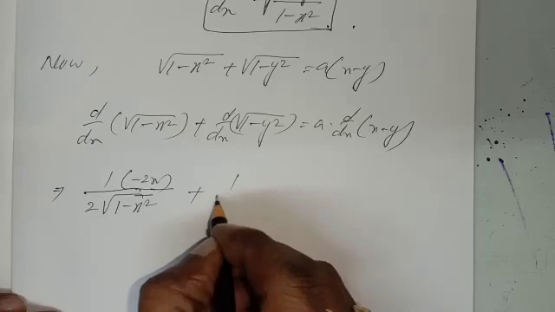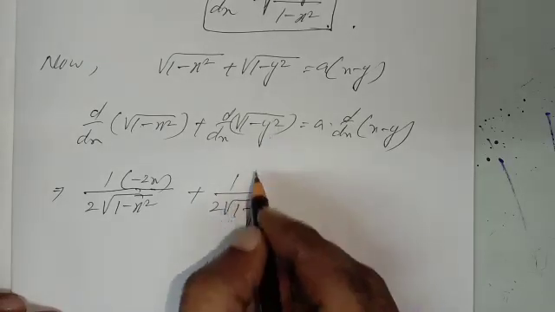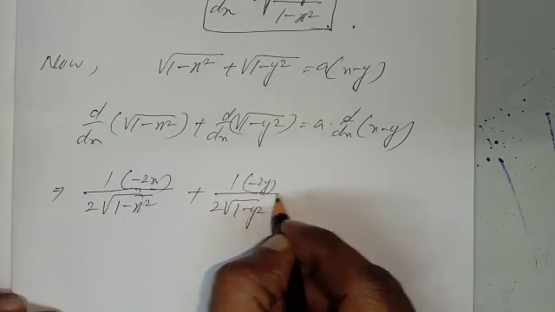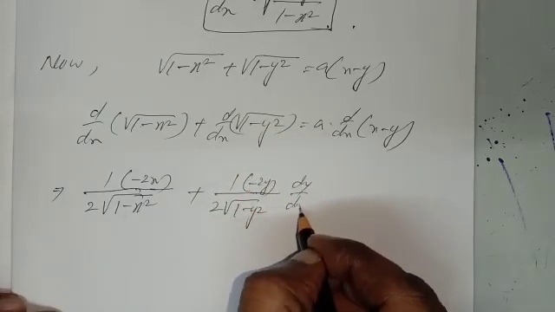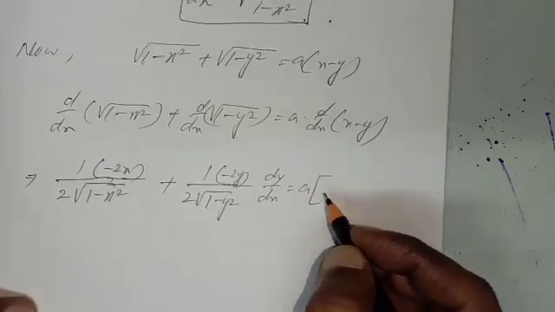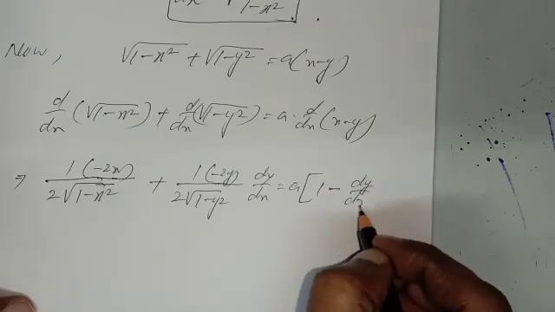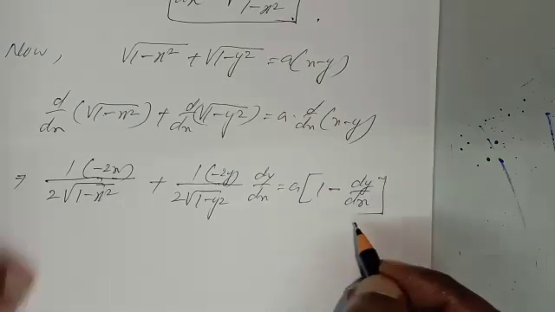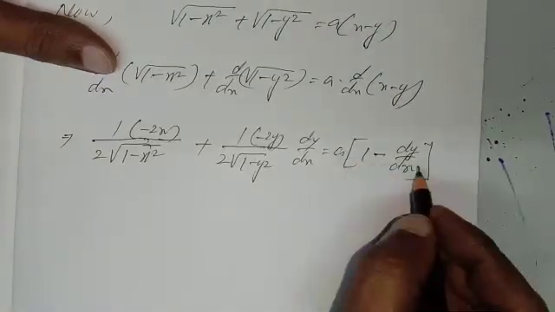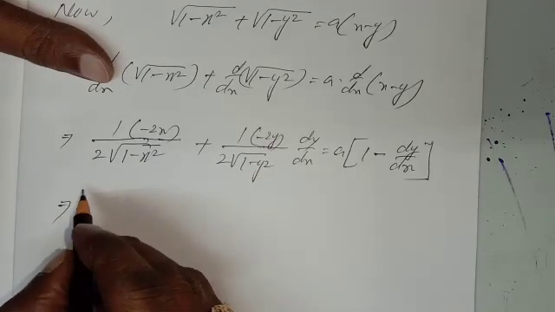Same thing, it is 1 by 2 root over 1 minus y square. Again derivative of 1 minus y square, that is minus 2y into dy by dx. And here a into derivative of x is how much? 1, and derivative of y, that is dy by dx. Opening the bracket, I have to bring this side, and this one will take that side. That means it will be like this.